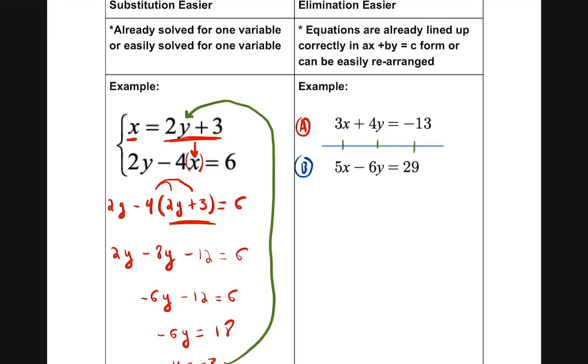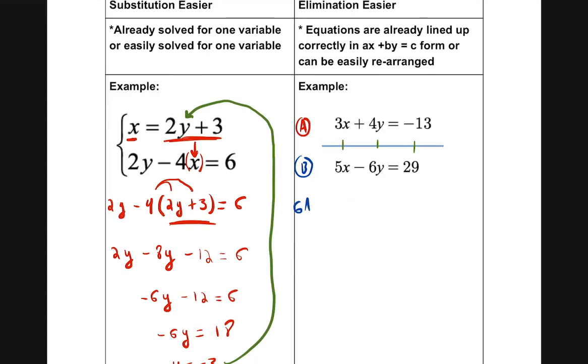And there are an infinite number of options. One thing you could do is you could do 5A and 3B. That way you would have 15x and 15x. Another method you could do 6A and 4B. If you did that, you'd have 24y on the top and negative 24y on the bottom, and you could add them. But I'm really lazy.